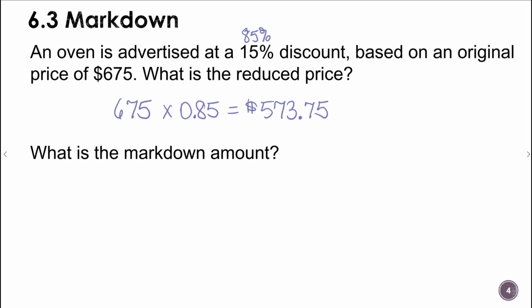Okay. And then it says, what is the markdown amount? Well, that's just the difference between the original cost of the oven and the discounted or reduced price of $573.75. And so that answer is 101.25. So it was reduced in price by $101.25.